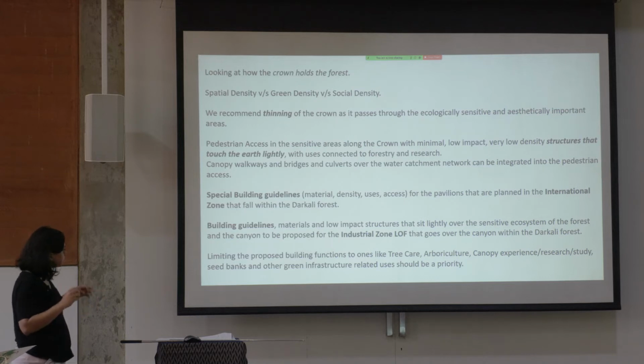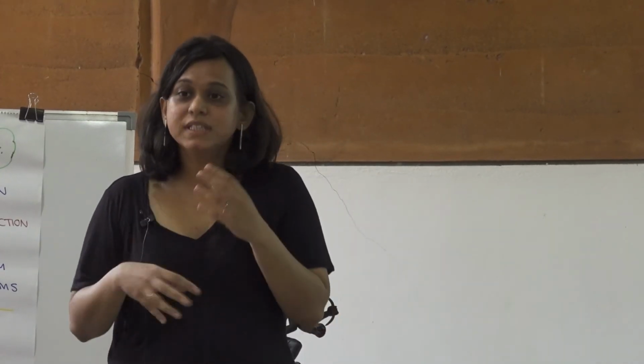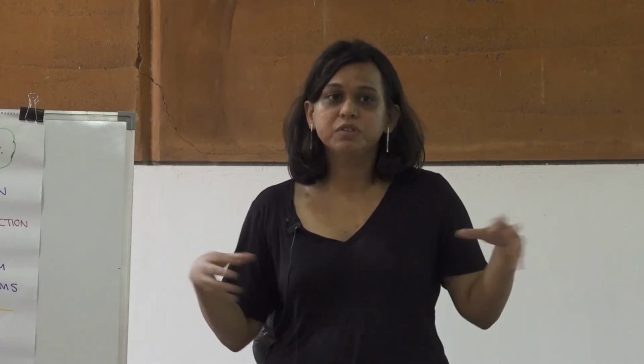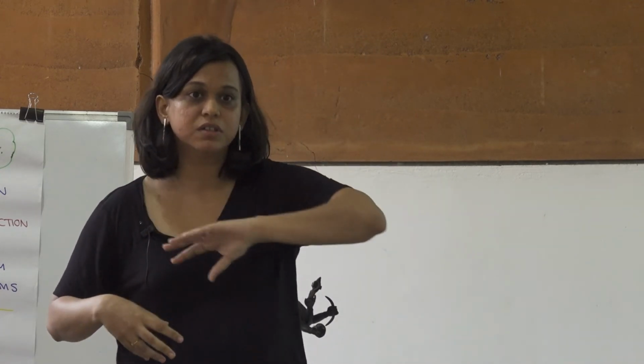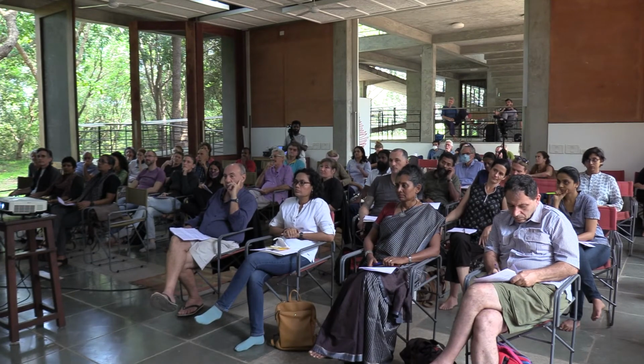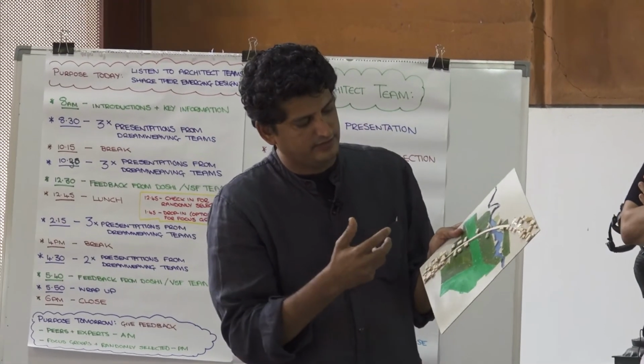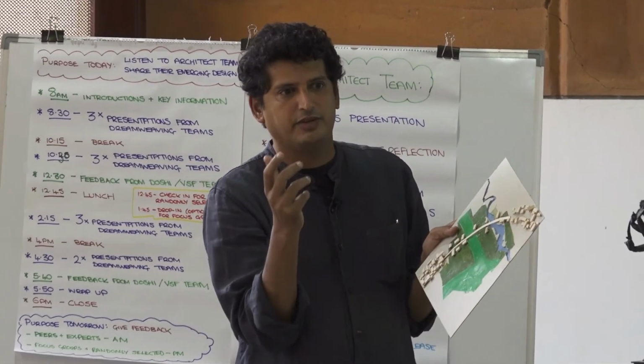And also limiting the proposed building functions to ones like tree care, arboriculture, canopy experience, research, study, seed banks and other green infrastructure. So the users can also work in tandem with where they find themselves within the larger context of Auroville. So we feel this is an important model where we can actually demonstrate or use this idea of the crown thinning in different places, yeah?